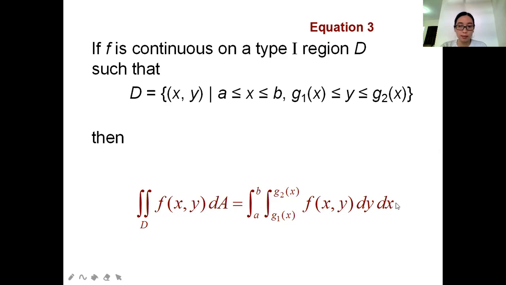So dy dx is the area element. From the first integration, we integrate with respect to y from g1(x) to g2(x). We then apply the integral from a to b, so it is still from a to b.